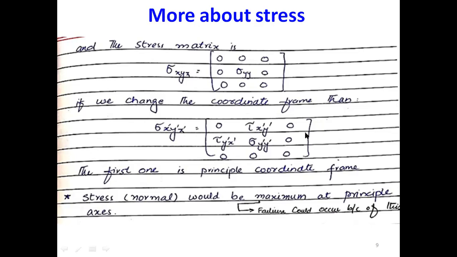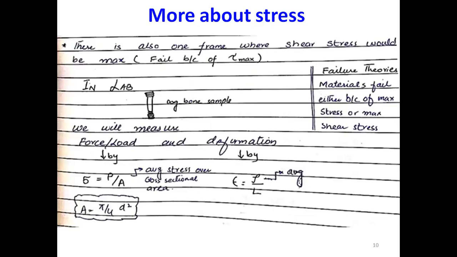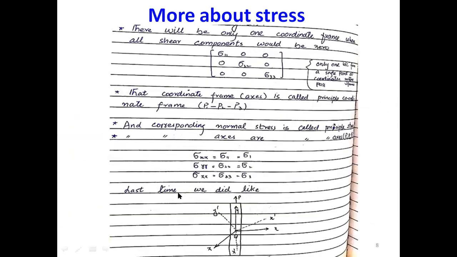If we look at this stress matrix, you could see that the shear components are not zero. What does that mean? It means that x prime, y prime, and z prime is not the principal coordinate frame, these are not the principal axes, and these are not the principal stresses. Remember that there would be only one principal coordinate frame, one frame where we have principal axes. And in this particular case, that principal coordinate frame is x, y, and z.